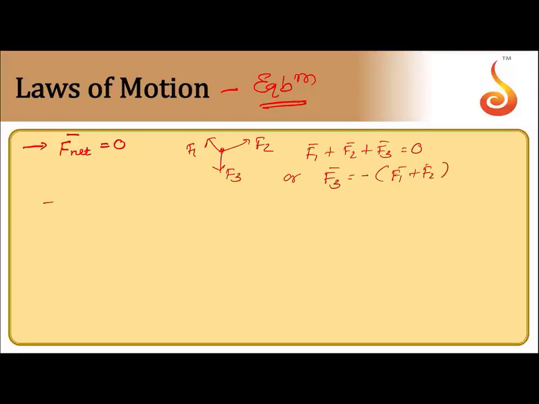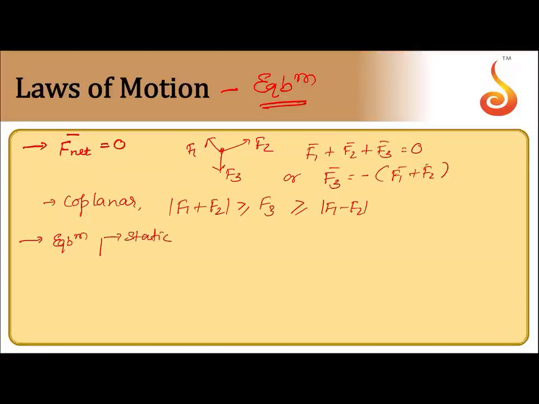Now, if these three forces are coplanar, then we know that the magnitude of the vector F1 plus F2 must be greater than or equal to F3. And of course, this is greater than or equal to F1 minus F2. That's right. So we can write F1 plus F2 greater than or equal to F3 greater than or equal to F1 minus F2. Now, when we say equilibrium, remember, it generally refers to two cases.